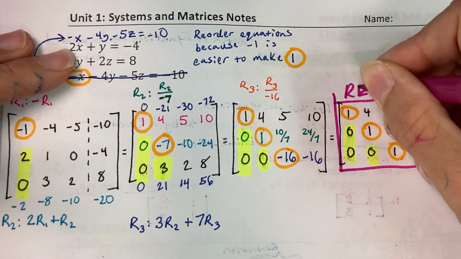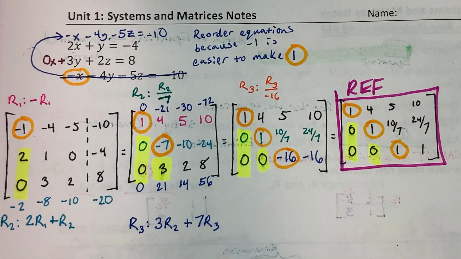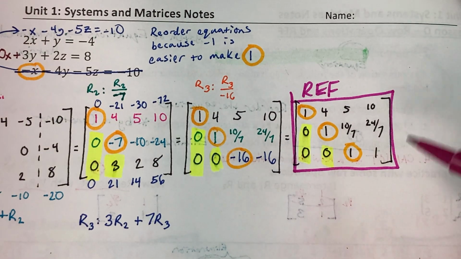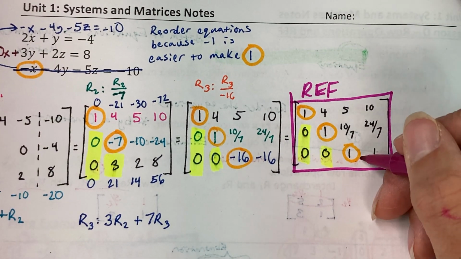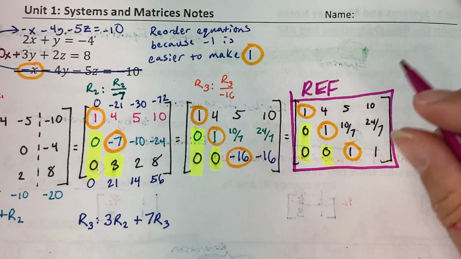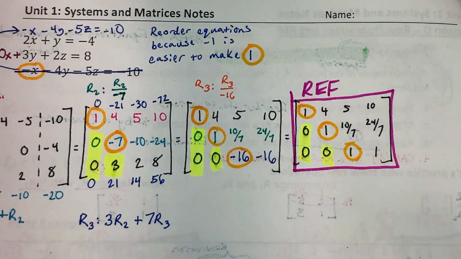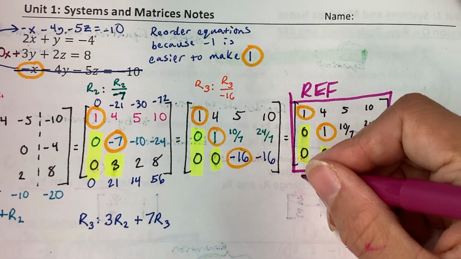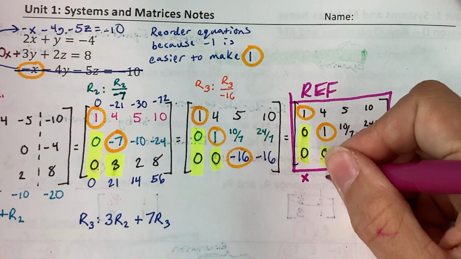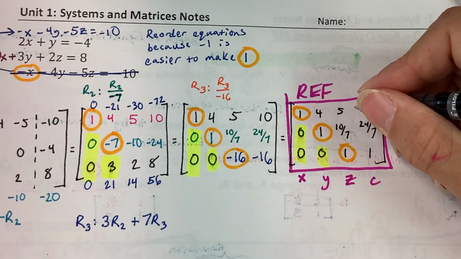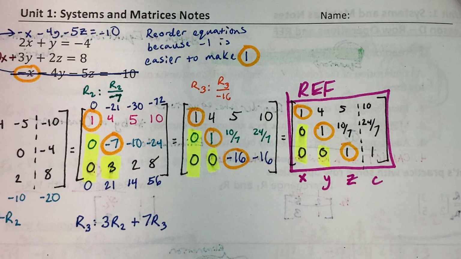So that's our goal in these problems, is to get our matrix to be REF, or row echelon form. So now that we have our REF set up, we can set up our equations from this augmented matrix, and we can back substitute up the 1 variable, 2 variable, and 3 variable equations. So again, this is my X column, my Y column, my Z column, and my constant. If it helps you, you can put that dash line there.